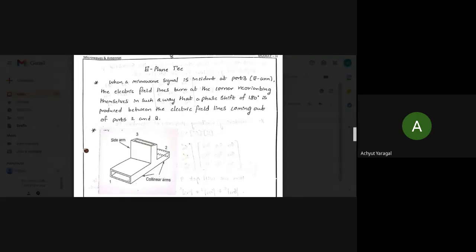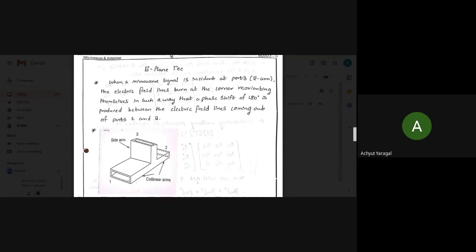Okay, the electric field lines will be split into 2. That is, they are going to be transmitted to port 1 and port 2. They will come out of port 1 and port 2. But what exactly are the magnitude and the phase? With what magnitude are they going to come out, and with what phase do they come out of port 1 and port 2?